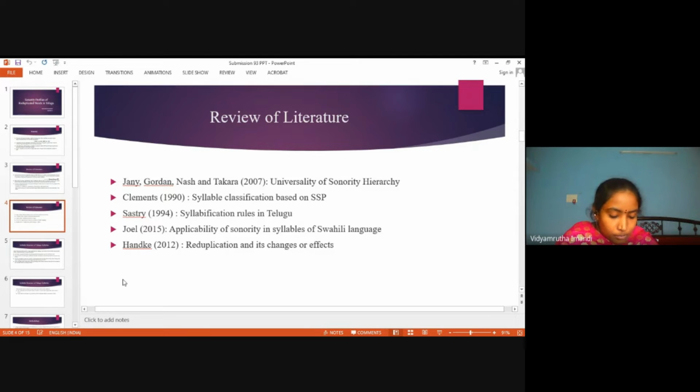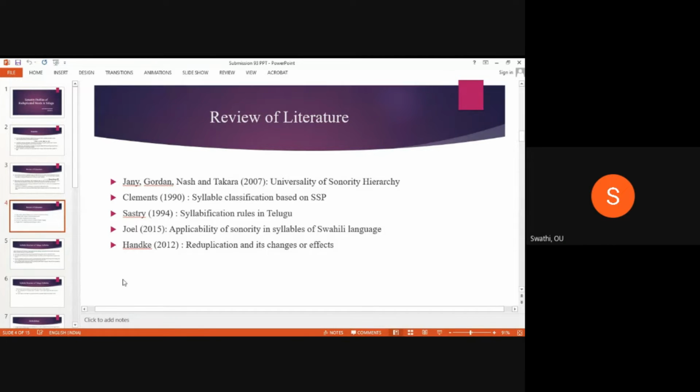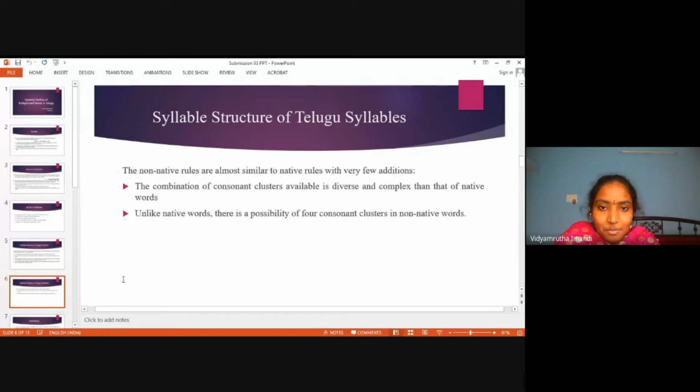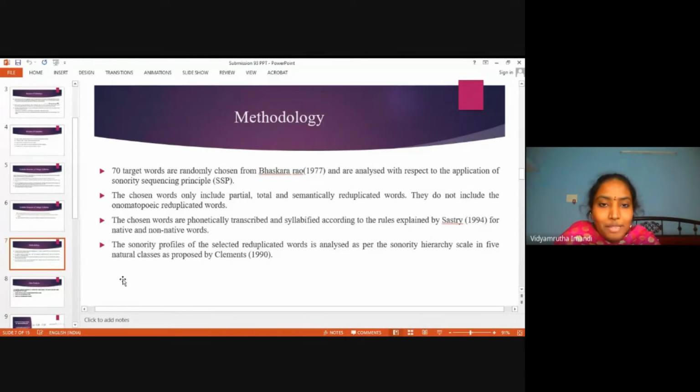And she spoke about the application of sonority, where you can skip this. You can go to our method and what you've done in the study. Sorry. Okay, from the methodology, I'll start.